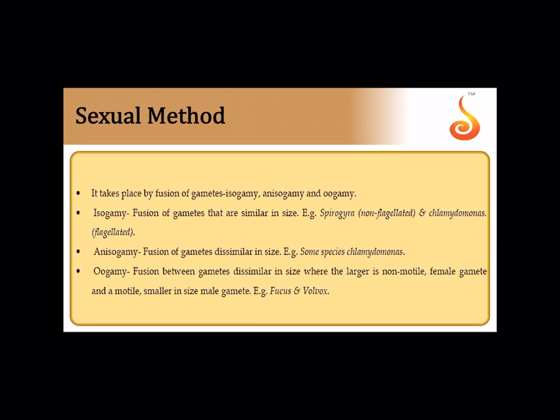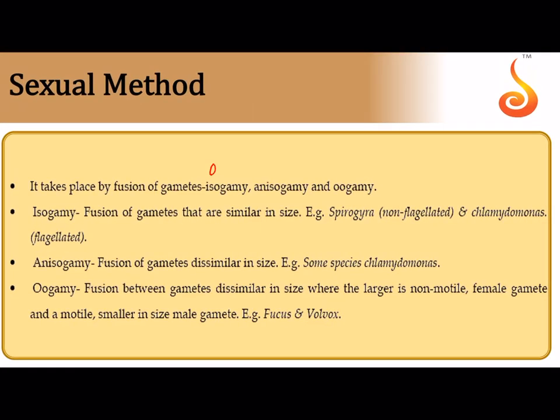Sexual methods include isogamy, where the male gamete and the female gamete are exactly alike. Anisogamy is where the female gamete is larger and the male gamete is very tiny. And oogamy is where the female gamete is non-motile and the male gamete may be motile with two flagellae. So this is the type of sexual reproduction that you can see.